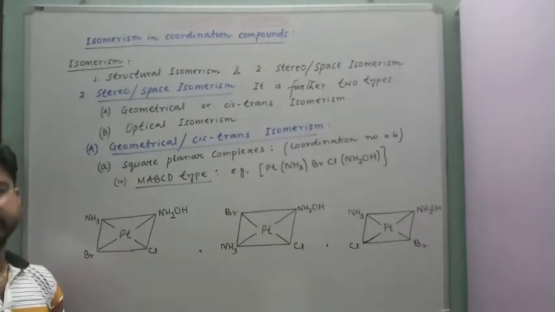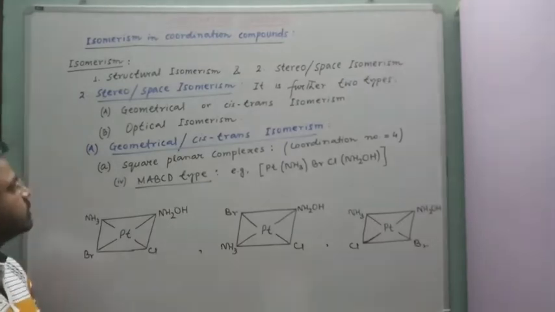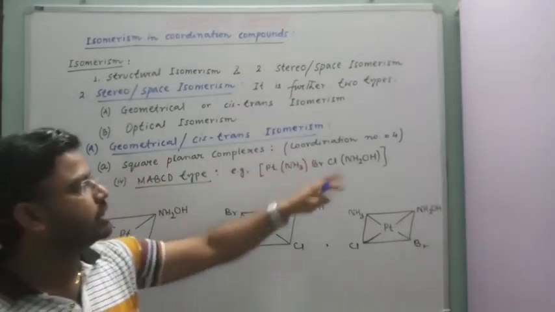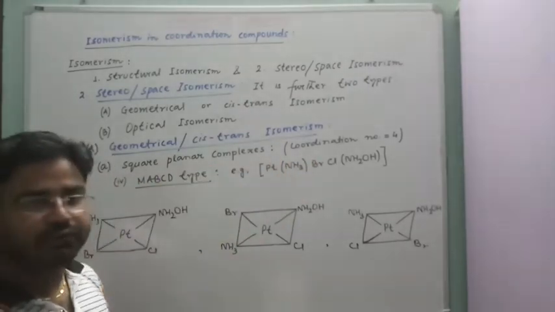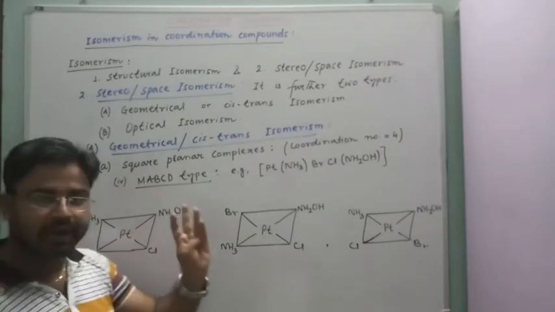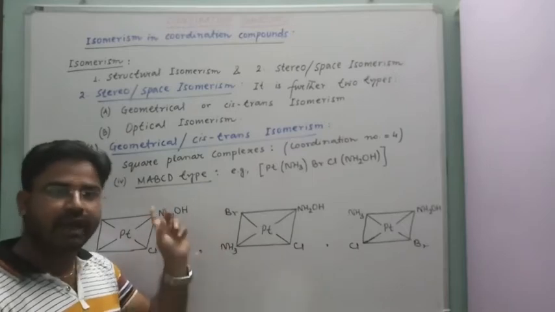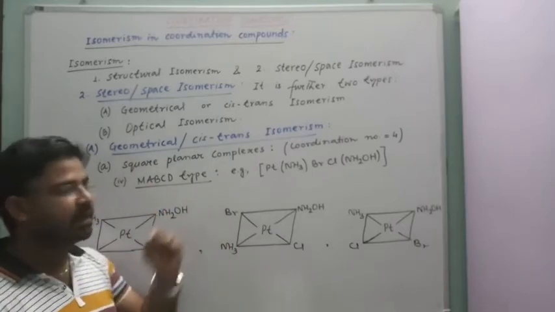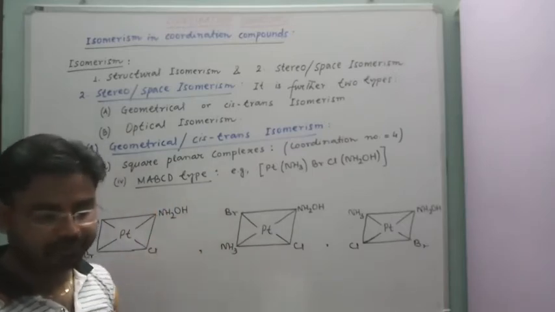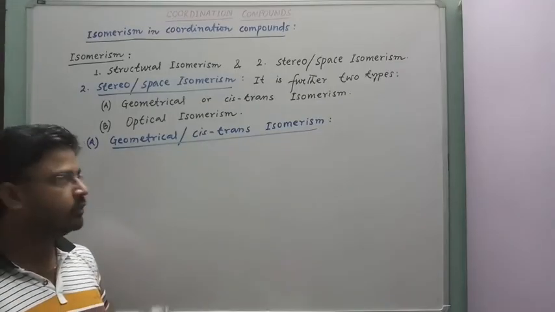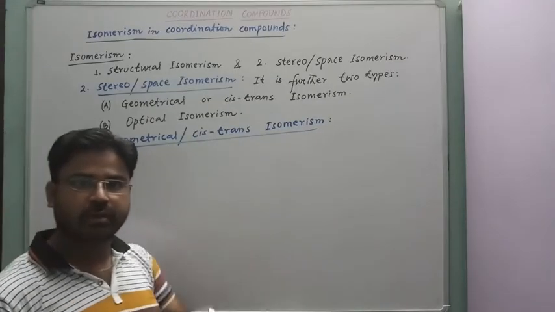So square planar complexes with coordination number 4 give these four types of isomers: Ma2B2 type, Ma2BC type, MAB2 type, and MABCD type. So square planar complexes are over.